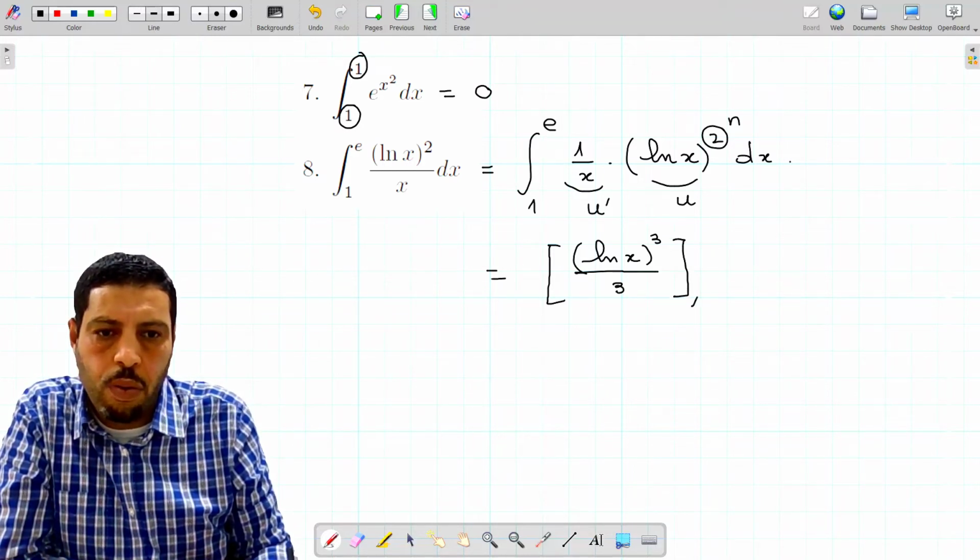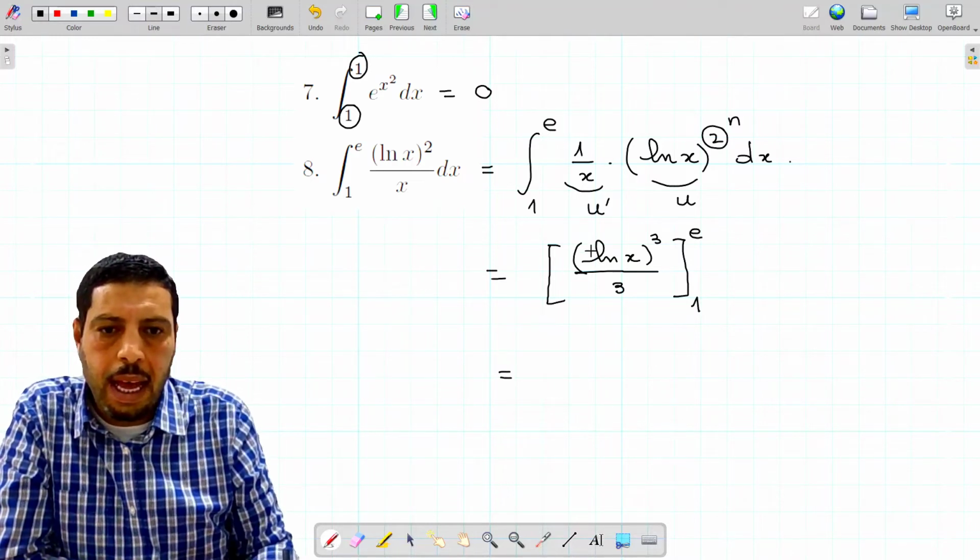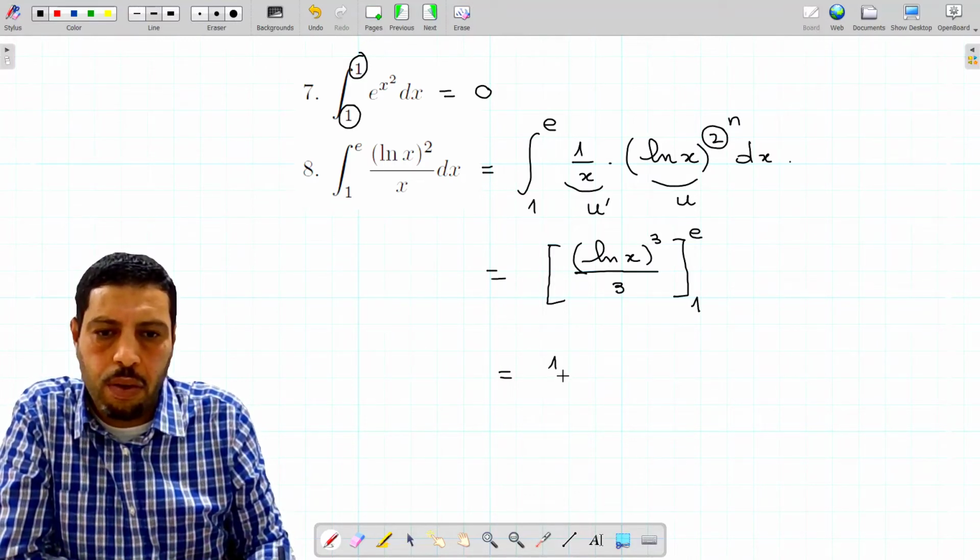between 1 and e. Now, ln of e is 1. So at e it gives 1 cubed over 3, which is 1 over 3. And at 1, ln of 1 is 0. So 0 cubed is 0, 0 over 3 is 0. So 1 over 3 minus 0, which is 1 over 3.